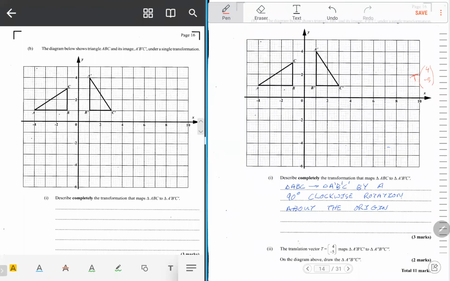All right. So see it here, using A first. 1, 2, 3, 4 to the right, 5 down. 1, 2, 3, 4, 5. So right here is the point A double prime. It's easy as that. A double prime.